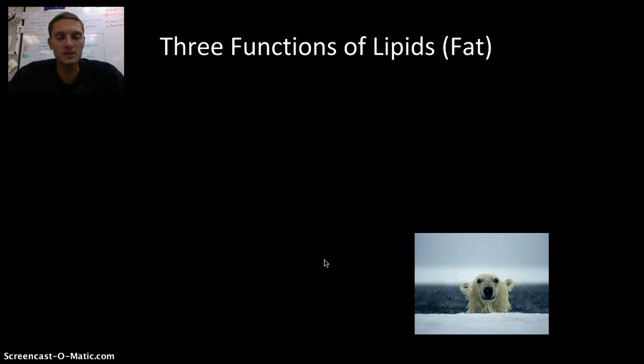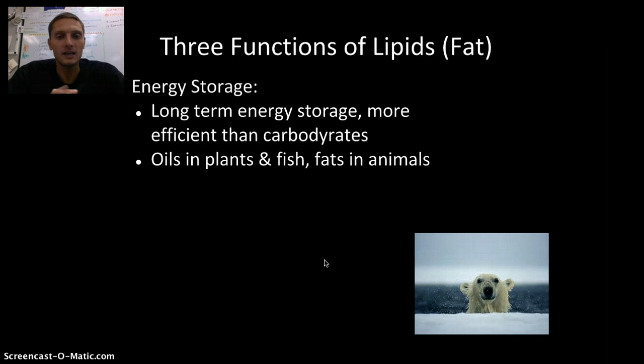A couple different functions of lipids. Lipid is a type of fat, basically is fat. And so one of the most common functions for lipids is energy storage. And we're talking long-term energy storage here. If you were to go and eat some sugar or some candy, it's made of carbohydrates. That sugar or candy is going to be used up very quickly, hopefully if you're active. If not, it's going to get turned into fat.